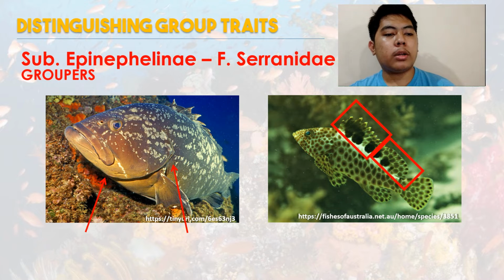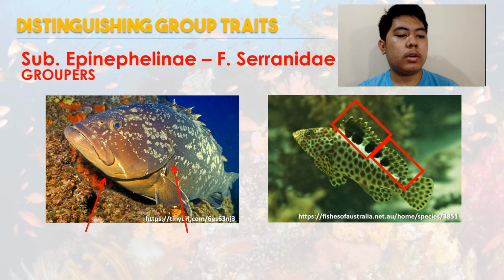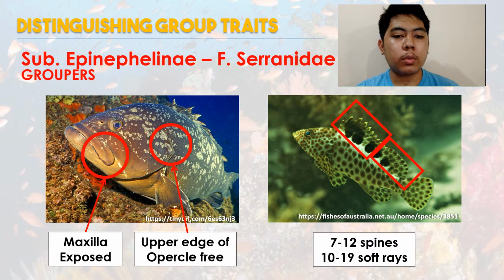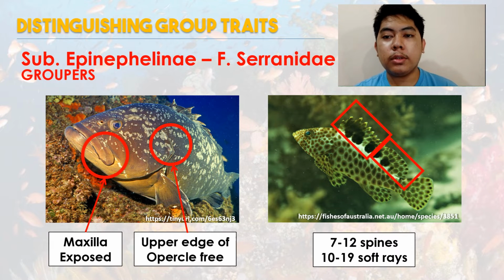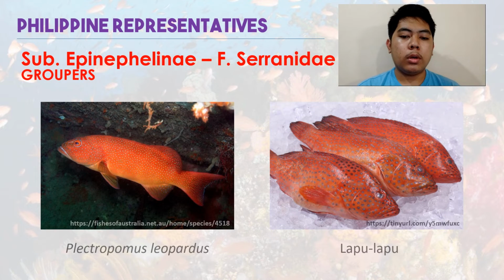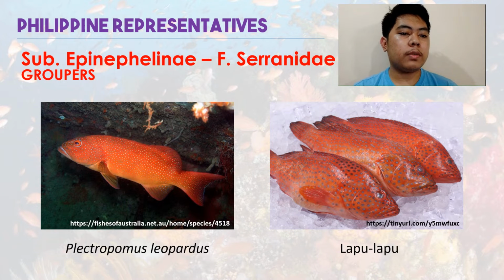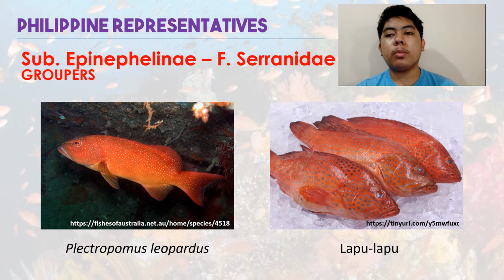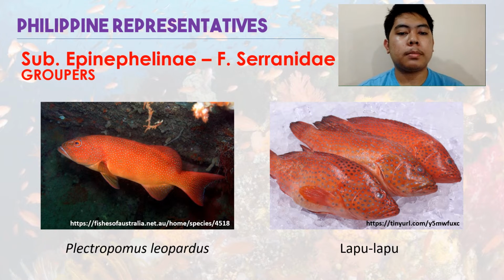The distinguishing characteristics of groupers are that they have their maxillae exposed and the upper edge of the opercle is free. The dorsal fin has 7 to 12 spines and 10 to 19 soft rays. It is continuous and has a notch. Among the Philippine representatives of the groupers, we have Plectropomus leopardus, commonly known as lapu-lapu in Philippine markets.